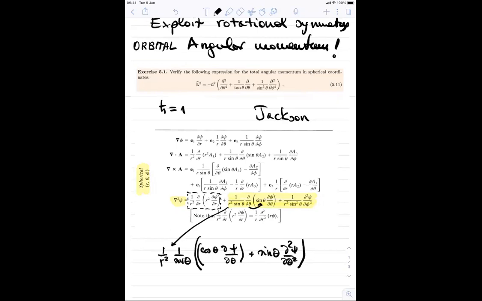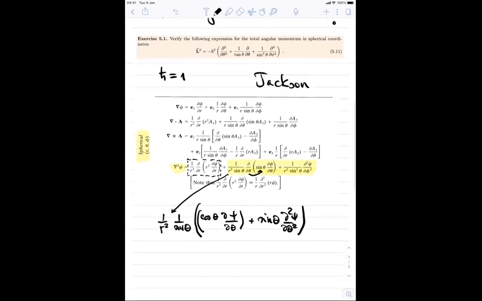Do we agree? Well, then this implies that this term has two contributions. One is 1 over r squared, the 1 over the tangent theta, the first derivative with respect to theta, and the other is, the sine actually cancels with this, and you get the second derivative with respect to theta. The next term is just straight as it is.